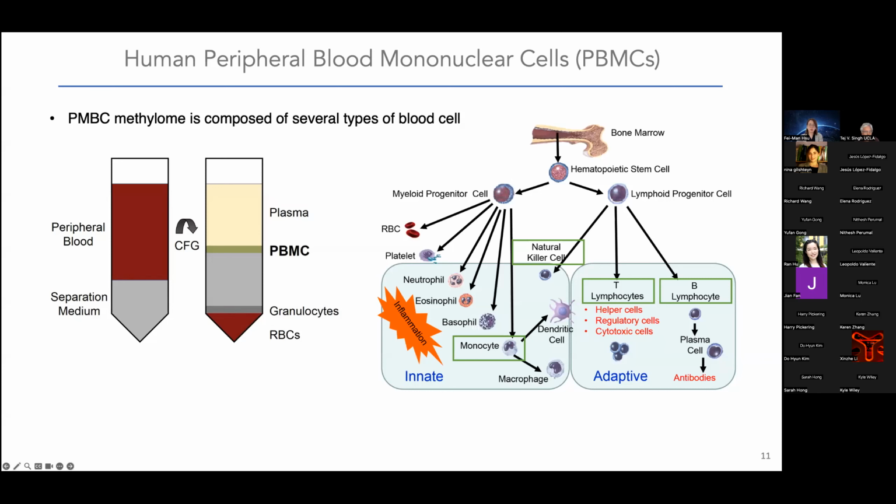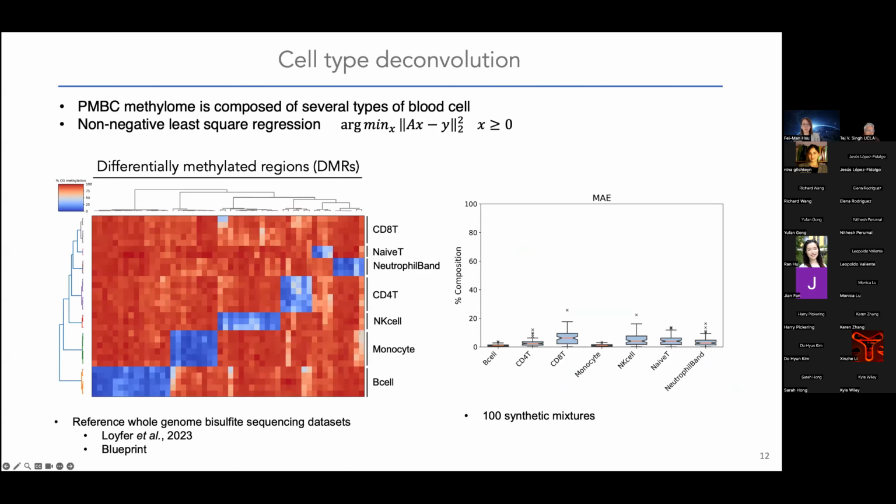So we're trying to deconvolute these cell types with a model. Imagine the PBMC methylome, the final matrix we got, is composed of several groups of cells. That will be the Y response variable inside a non-negative least squares regression model. So this is the way we're trying to do deconvolution.